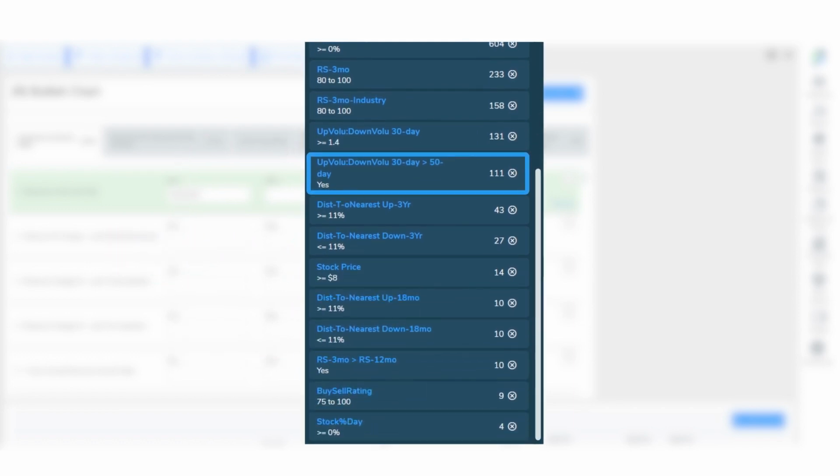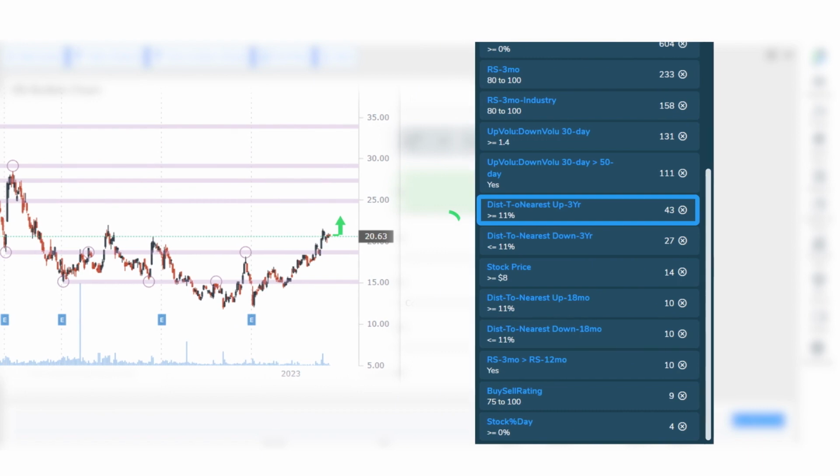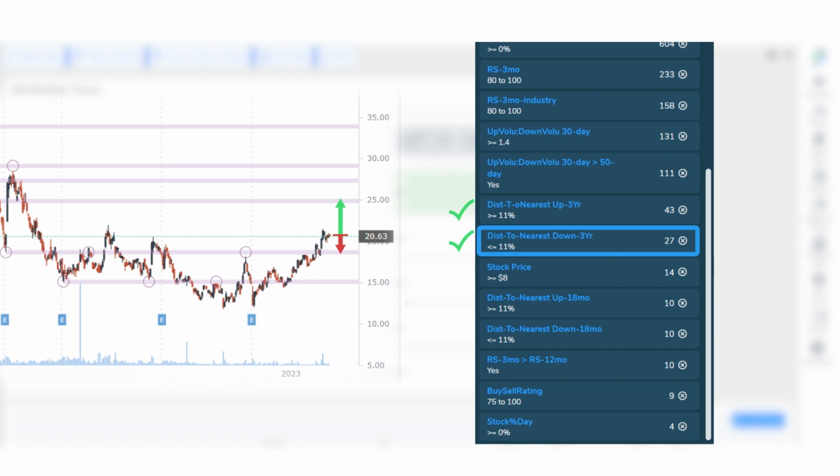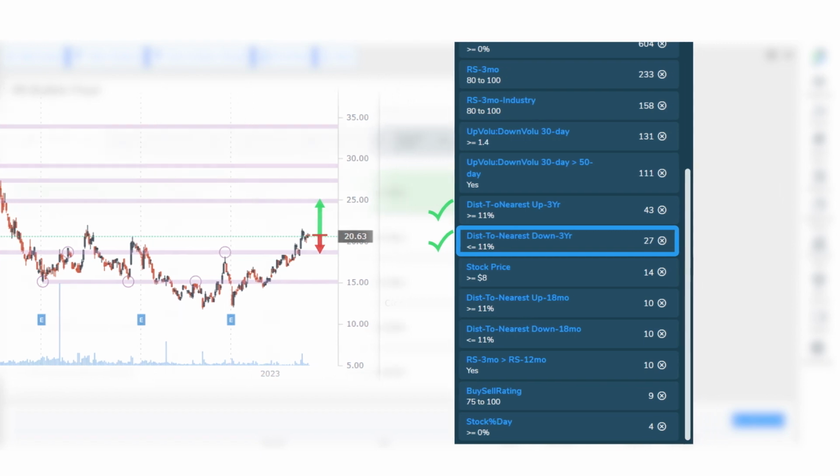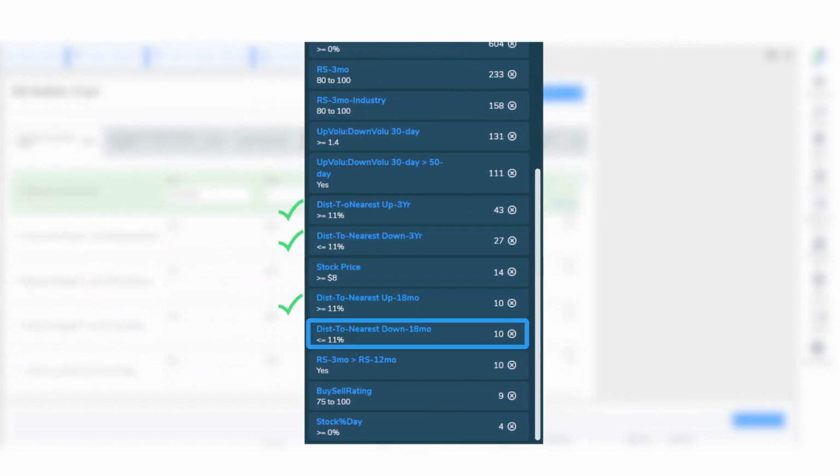And now we see some new fields. Distance to the nearest upside congestion on the 3-year chart is at least 11%, and the distance to the nearest downside congestion is less than 11%. This means the upside relative to the downside will be greater. We do the same thing for the 18-month chart. So we will have time frame agreement.